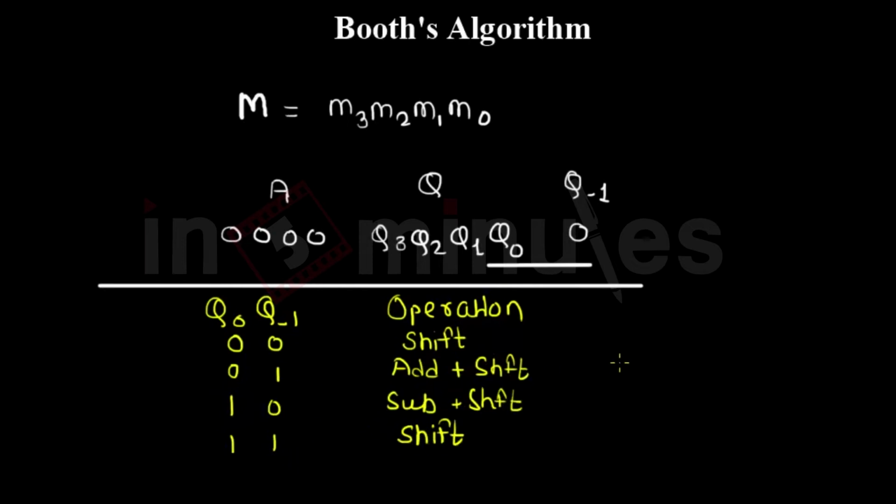For add and shift, we have to add M to the accumulator, and for subtraction A is equal to A minus M. So basically it is equivalent to adding the 2's complement of M to A. You must know that for shifting, the entire register structure is shifted to the right. So all the operations are a right shift, and this entire A, Q and Q minus 1 is shifted to the right by 1 bit. Now let's see the flowchart for the algorithm and one example to understand it better.